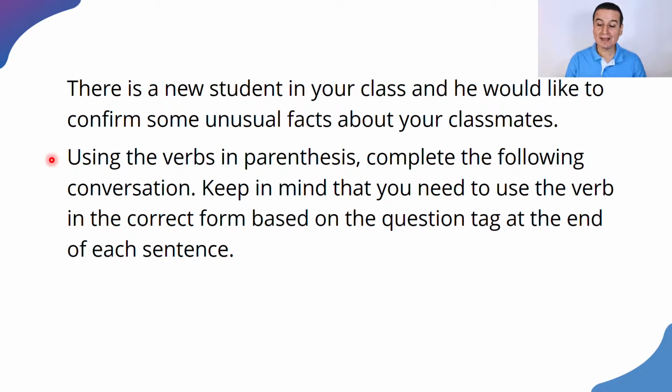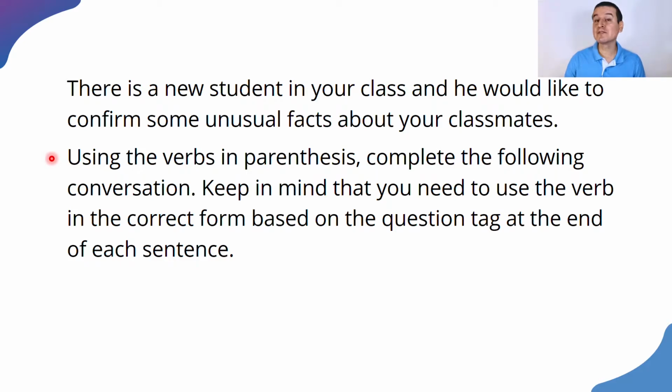Keep in mind that you need to use the verb in the correct form based on the question tag at the end of each sentence. For example, if I give you the word give, you may have to use gave, or will give, or is giving, is going to give, etc. If I give you be, for example, you need is, are, am, was, were, will be, etc. All right, so that's what we're going to do.